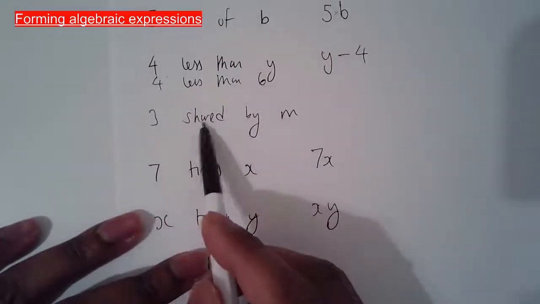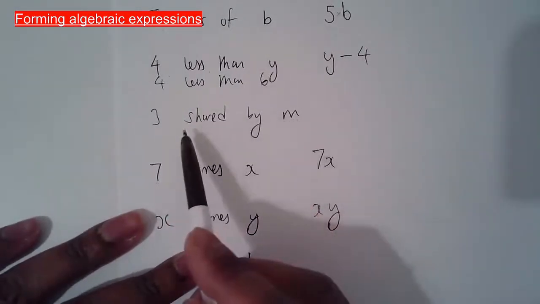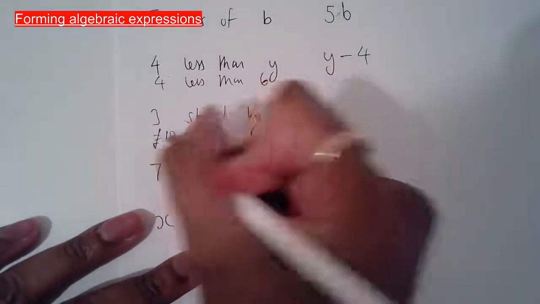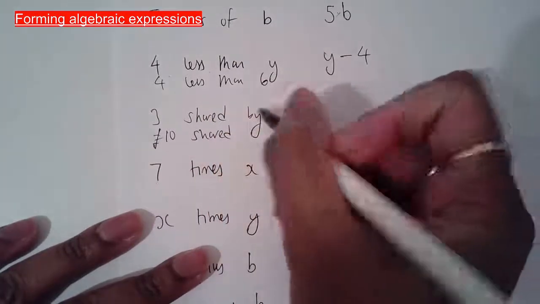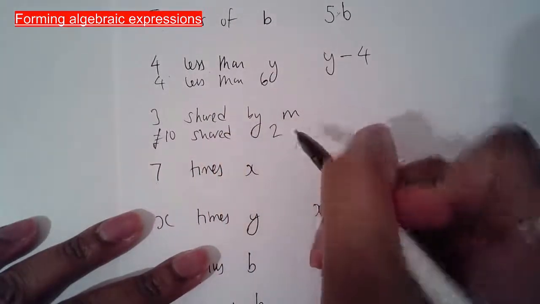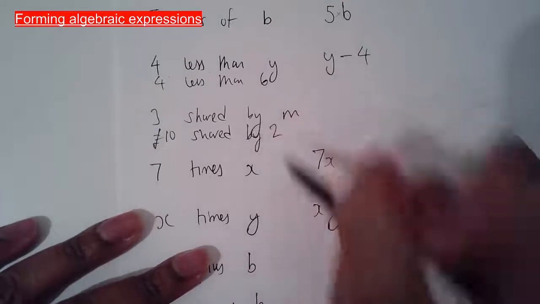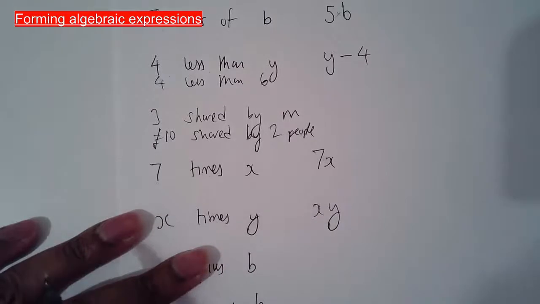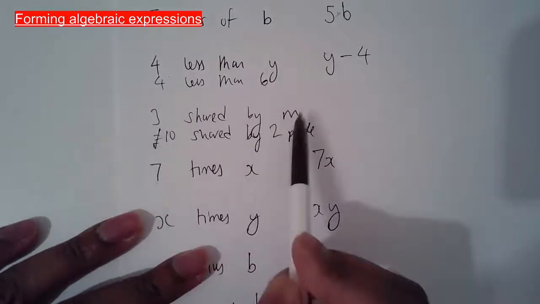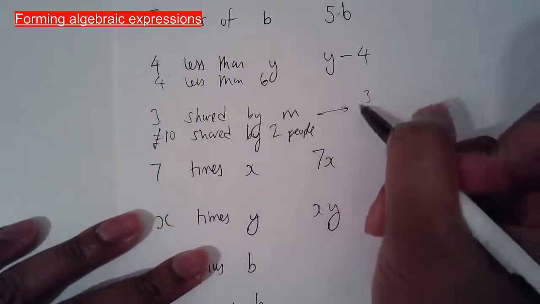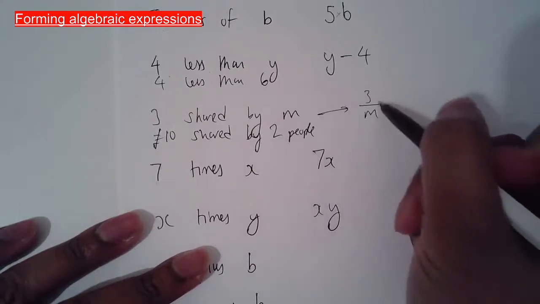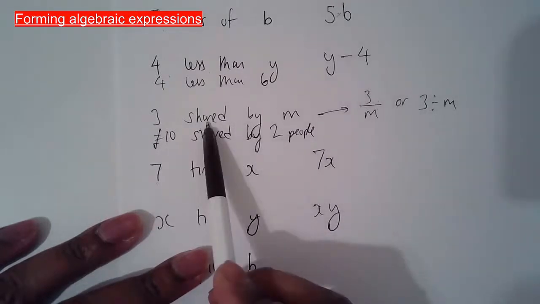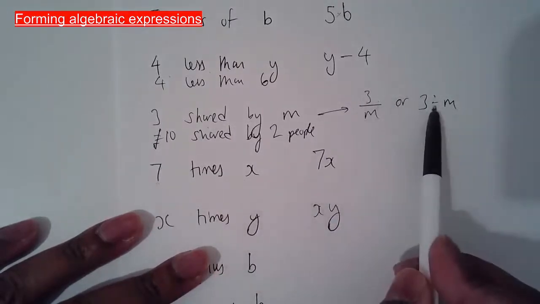Right, 3 shared by m. So if you had, for example, £10 and you shared it between two people, shared by two people, that's 10 divided by 2. So 3 shared by m, that's 3 divided by m. You can write it like this, or you can write it like this, 3 divided by m. So sharing means divide, divide, divide.